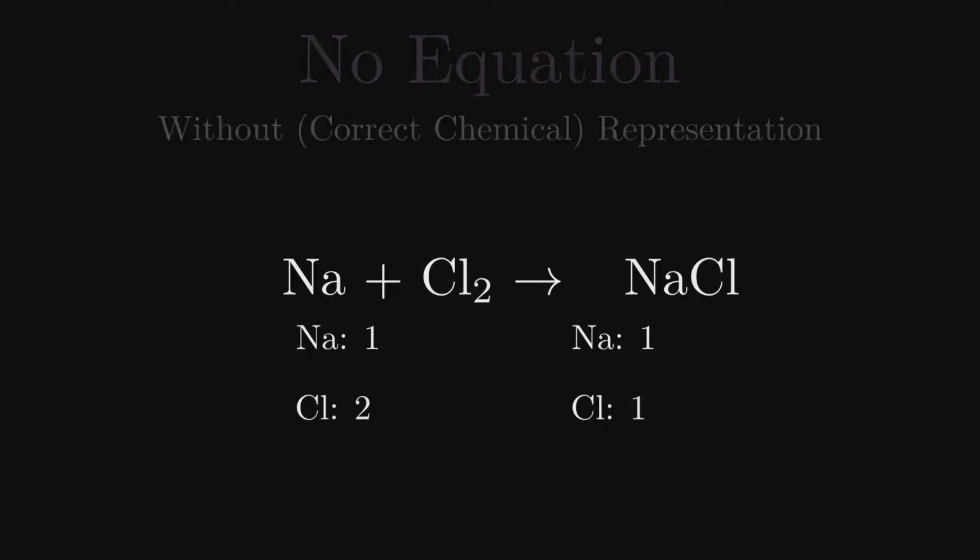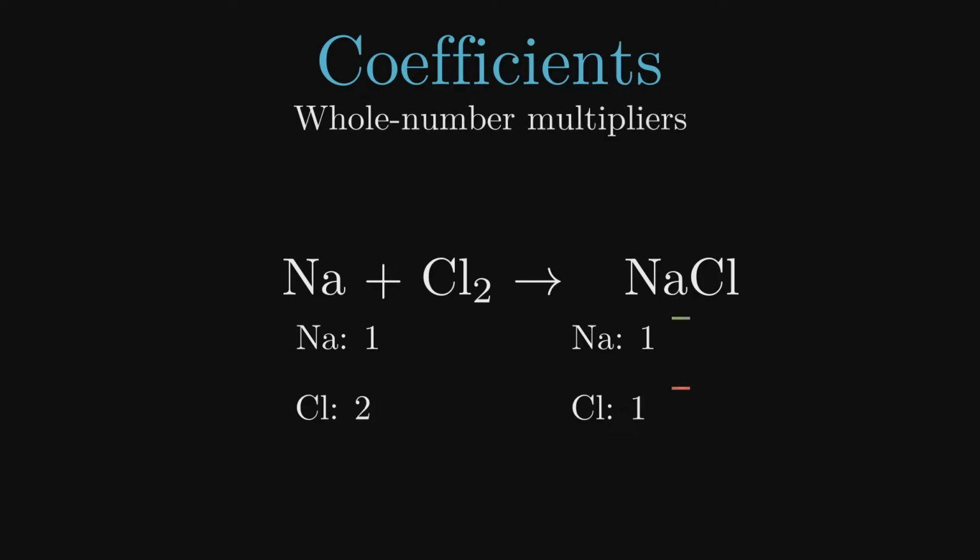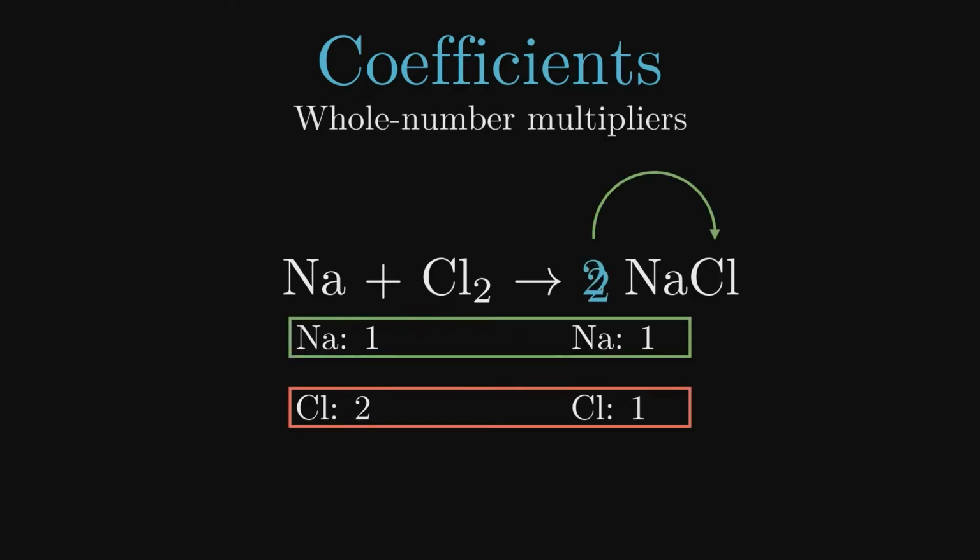While I cannot change the formulas, I am allowed to change how many atoms are present. How? By placing a coefficient in front of the substance or substances that need it. Put a 2 in front of sodium chloride to increase the amount of chlorine from 1 to 2, but it also increases the amount of sodium.